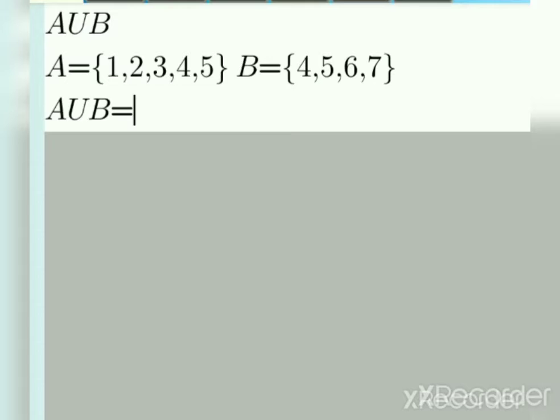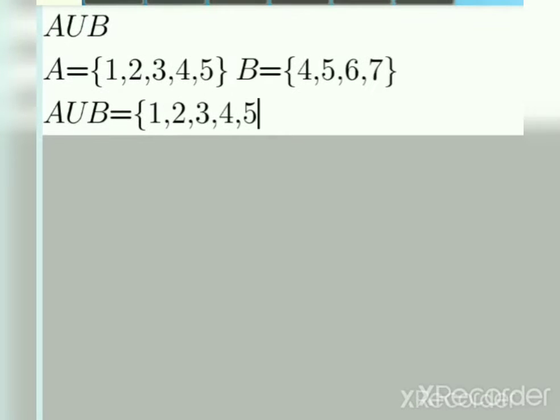A union B is equal to, first we have to write the numbers from A. So A union B is equal to 1, 2, 3, 4, 5. Now come to set B. Now in set B we have 4, 5, 6, 7.